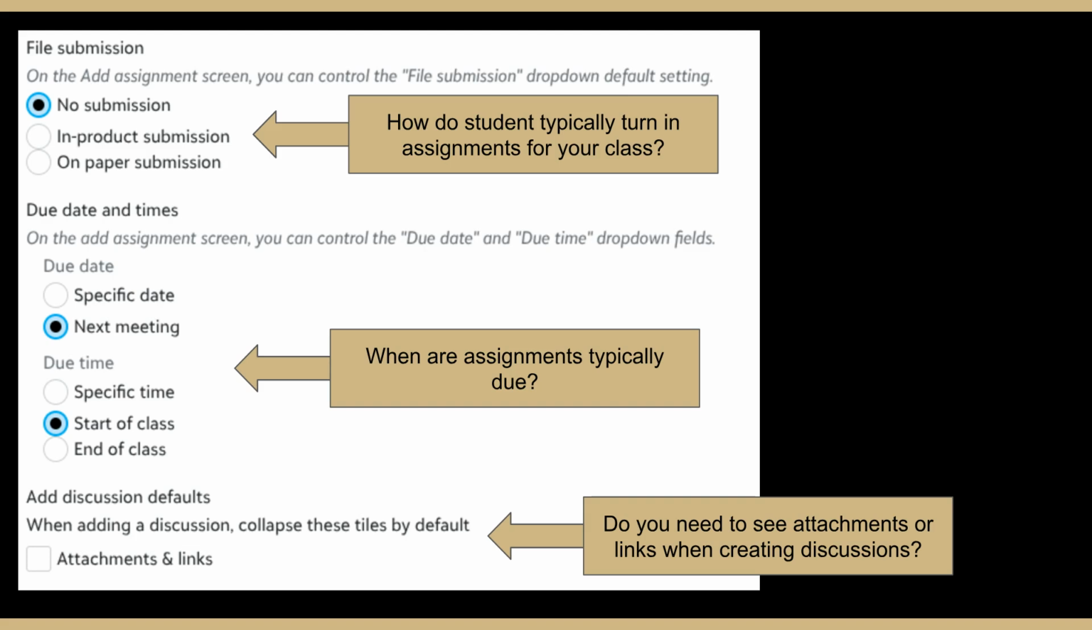Lastly, if you do discussions in the Hebron Hub, you can have the discussion creation view collapse attachments and links automatically if those are not commonly used in your discussions.